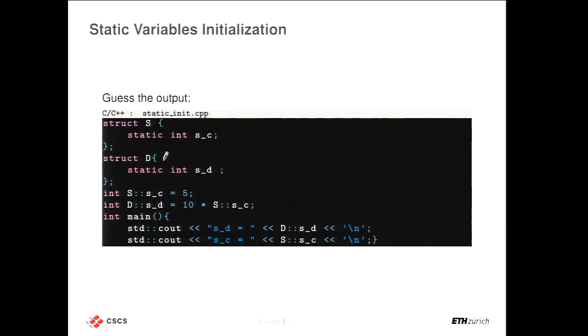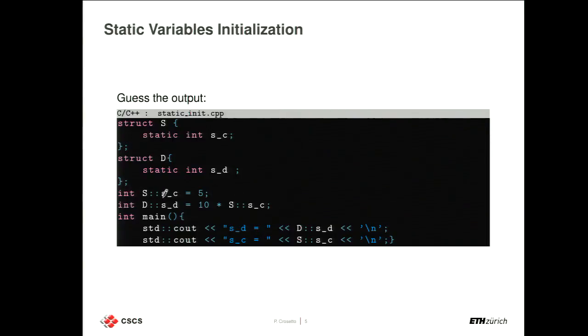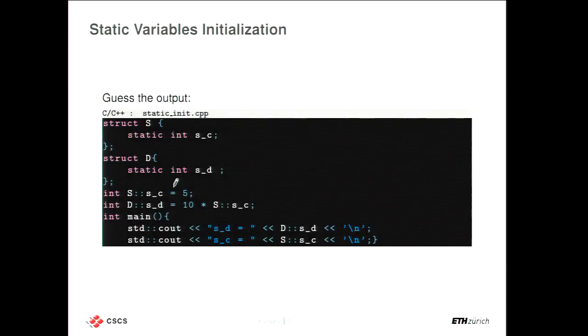So first thing, these are the two static variables. I define two structs with a static int inside, and then I initialize it here at global scope, and then I run the main. So here you see that in initialization, there's one static variable depending on the other. So this static variable is depending on this other one. So what would you expect as a result?